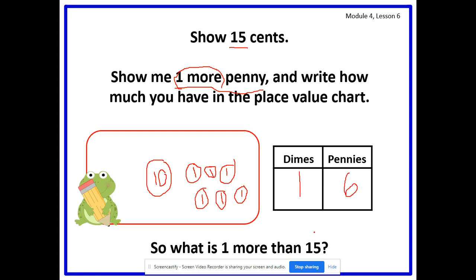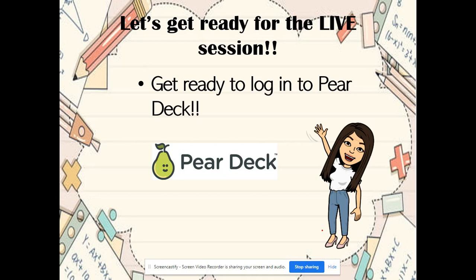So what is one more than 15? Get ready. Yes, 16 cents. Great job, awesome mathematicians.